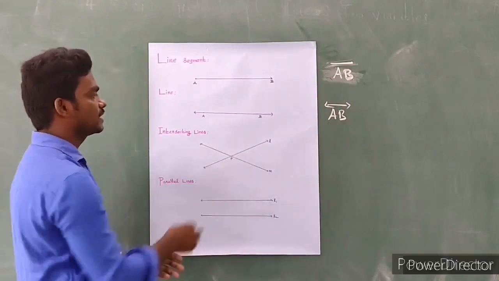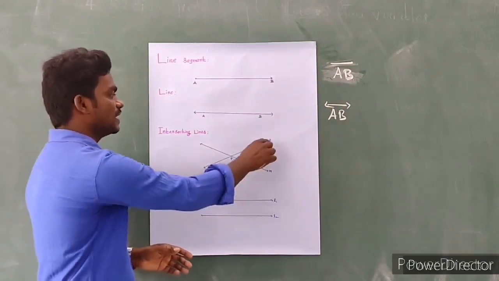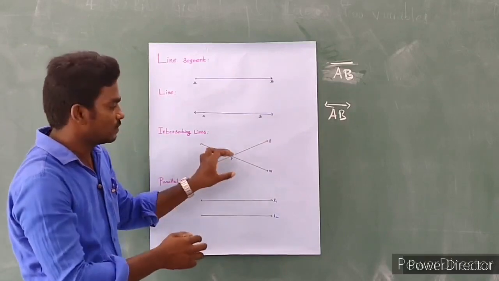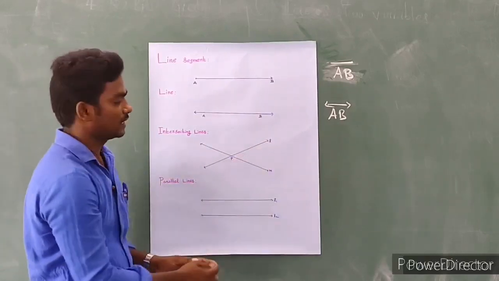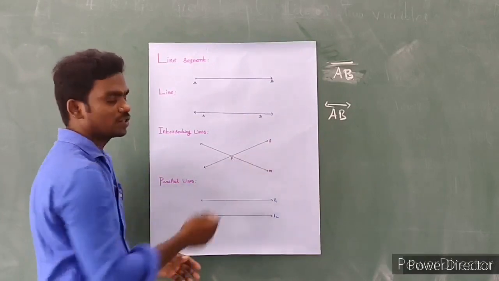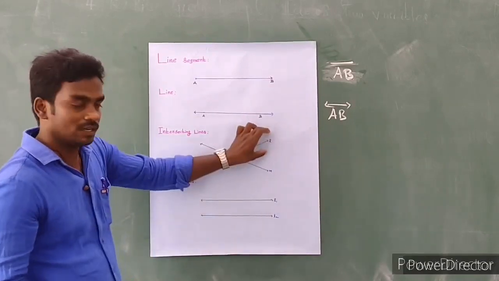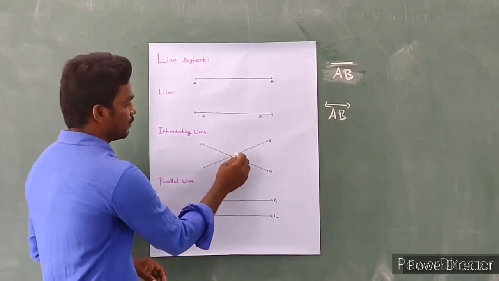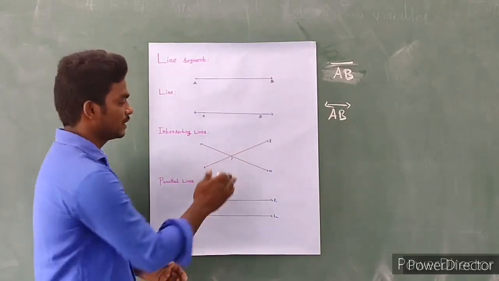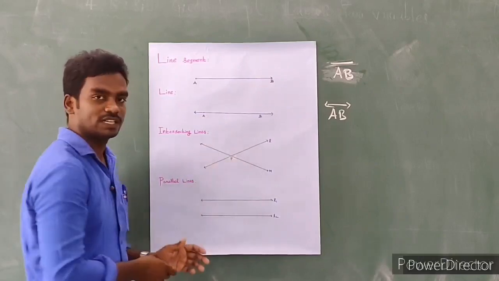Next one, intersecting lines. Intersecting lines means two lines meeting at one common point. Here line L is intersecting line M. And the point P is the point of intersection.